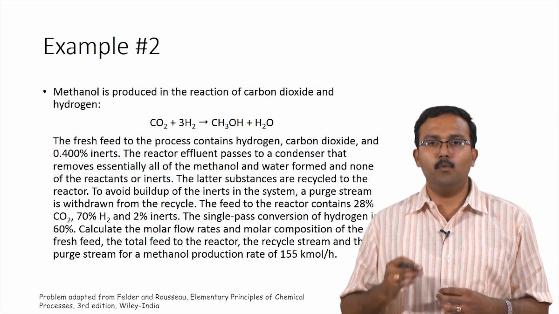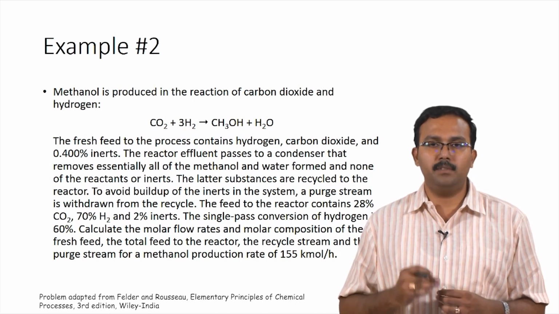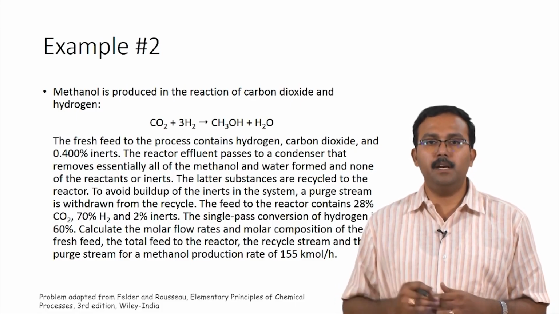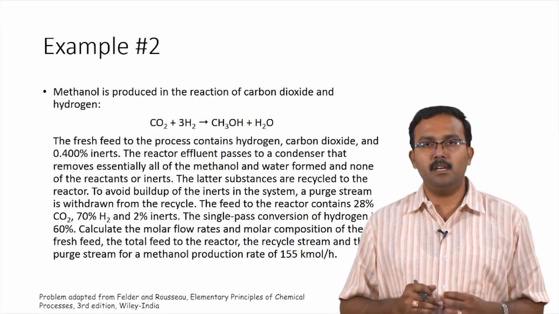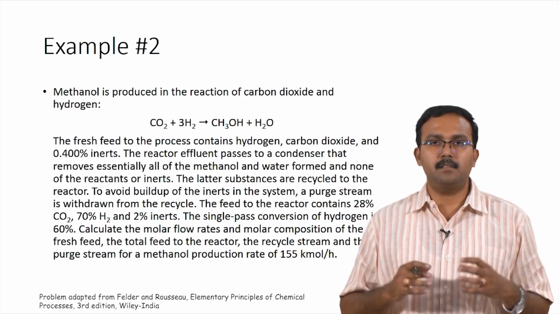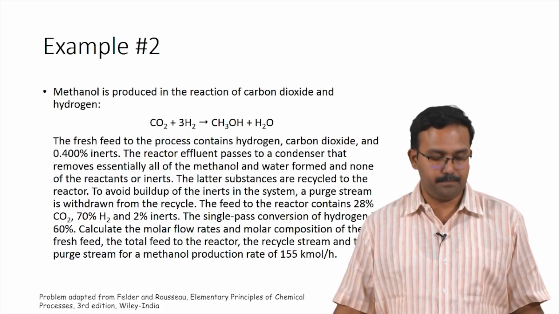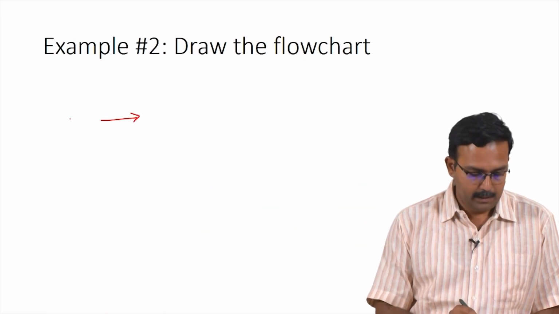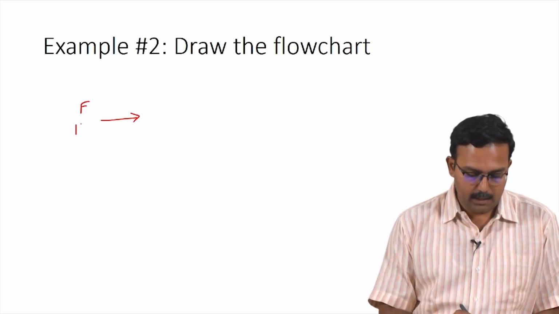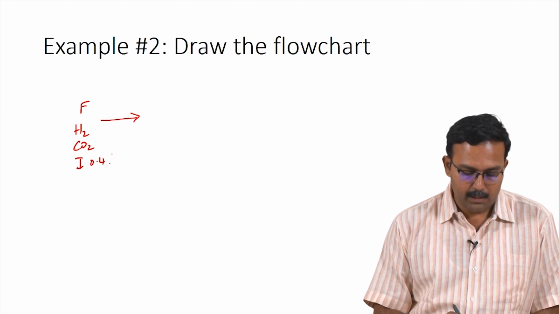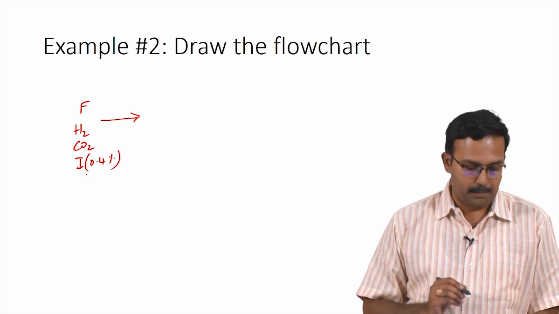You are asked to calculate the molar flow rates and the molar composition of the fresh feed, the total feed to the reactor, the recycle stream and the purge stream, for a methanol production rate of 155 kilomoles per hour. Now, let us try to draw this into a flow chart. Looking at the problem, you have a fresh feed which is entering. This feed contains hydrogen, carbon dioxide and inerts. The only information we have about this stream is that the inerts component is 0.4%.